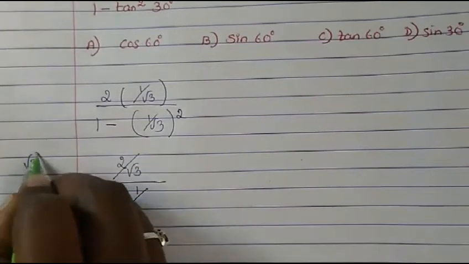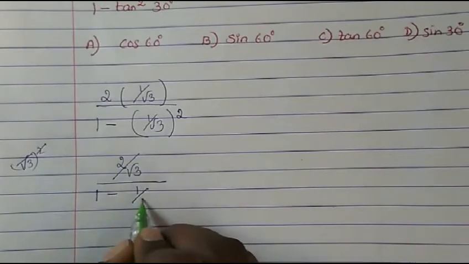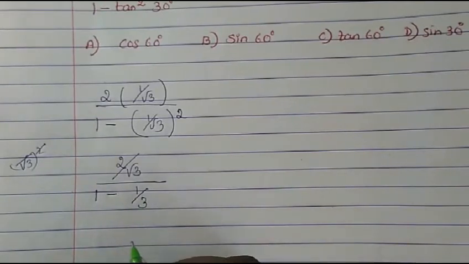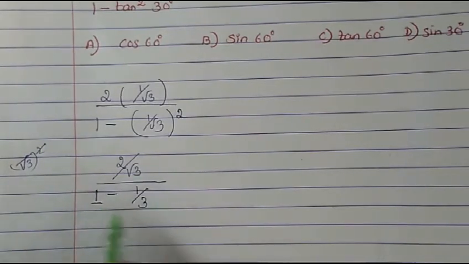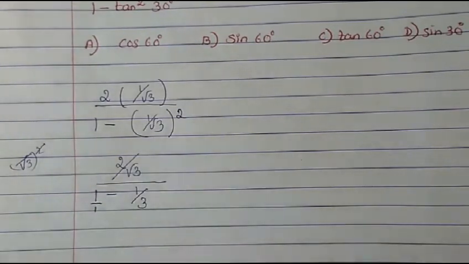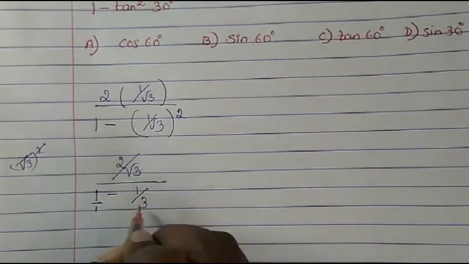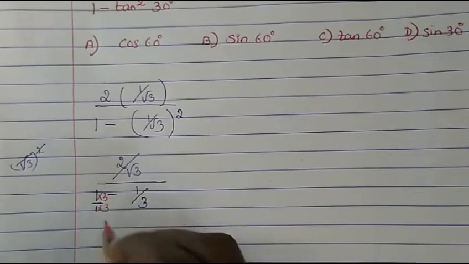I told you, when root 3 is squared, the square cancels the root, so then we have only 3. Now again you see, in the denominator here nothing is there. So we want here also 3, because here we have 3. For that, we consider that there is 1 here, and both sides we will multiply with this number only. So here both sides we will multiply with 3.